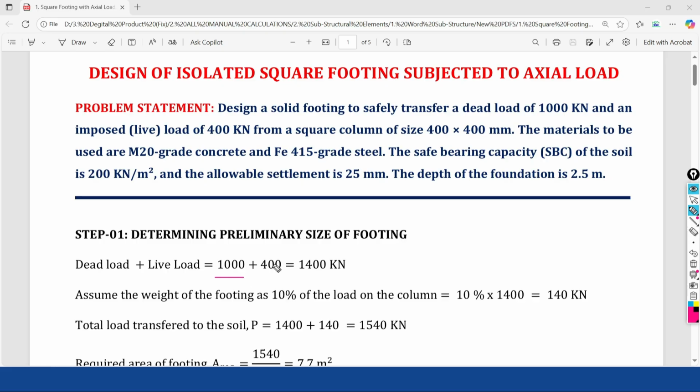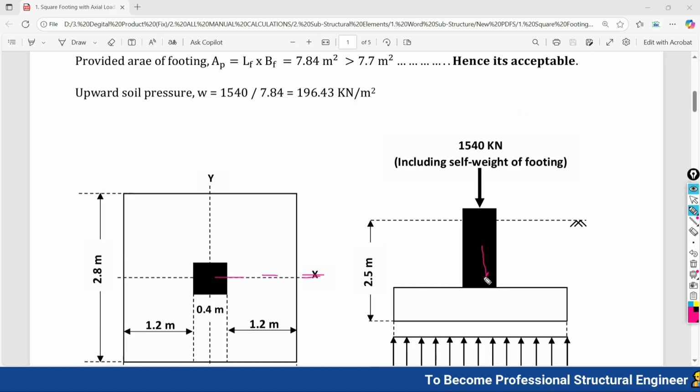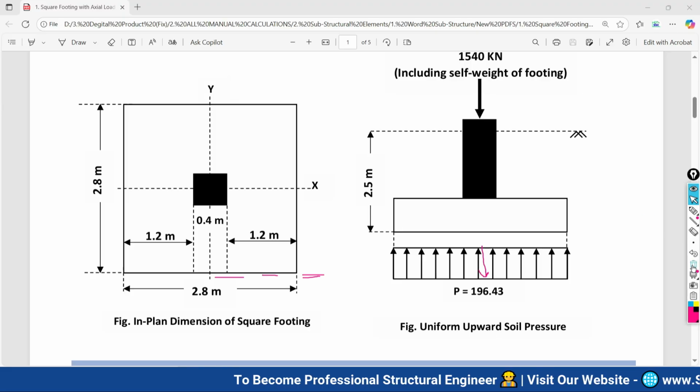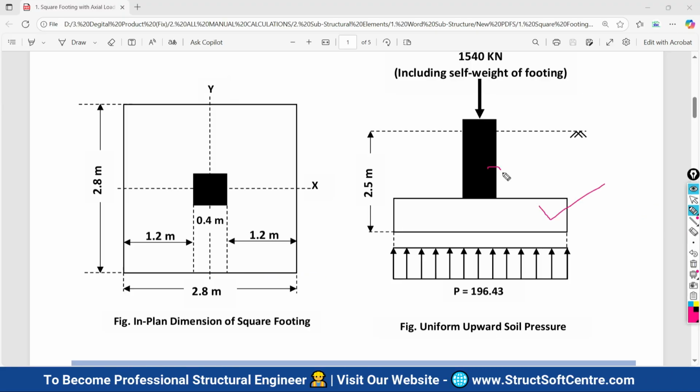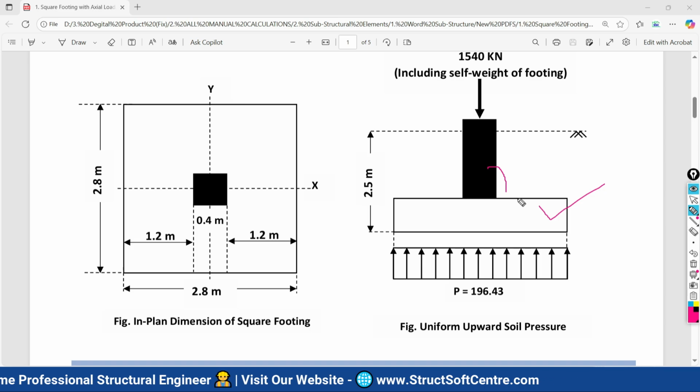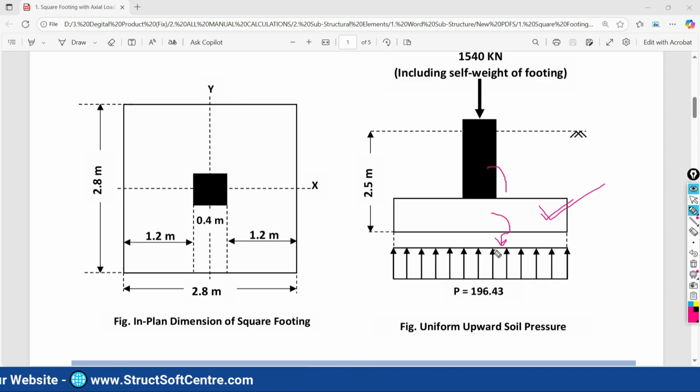1000 kilonewton, live load 400 kilonewton, total load transferred through your column is 1400 kilonewton. But there will be one additional load, that is nothing but the self weight of the footing, because column load plus self weight of the footing, both are combinedly going to be transferred to your soil. So we have to add these two things.